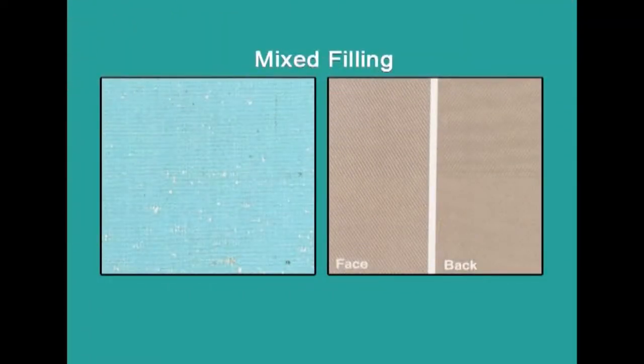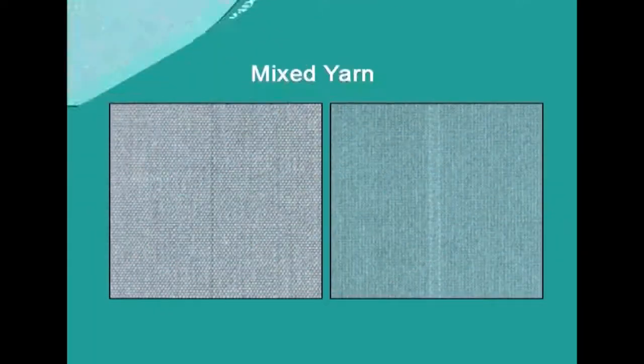And we have another defect called mixed filling. It is caused by a bobbin of lightweight yarn or a different fiber blend used in filling. It will appear as a distinct shade change, so it is considered as a major defect. Mixed yarn is usually a different fiber blend used on the warp frame, resulting in a streak in the fabric.